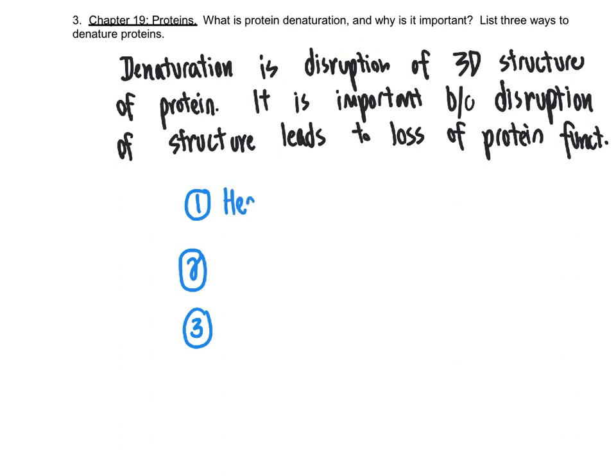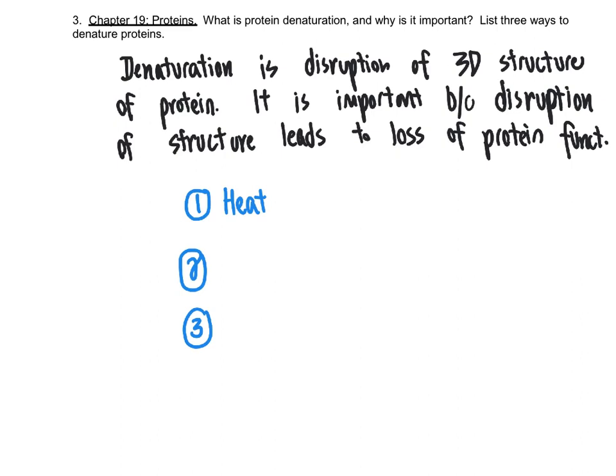The example of that we gave in class was that if you heat an egg, eggs are loaded with protein, and the heating process denatures those proteins and causes a very noticeable change of the texture of the egg. It's going to change it from being very runny, liquidy to a very solid type of material, and that's due to the protein denaturation, the disruption of the 3-dimensional structure, leading to a very obvious change in the proteins. So heat is one way.